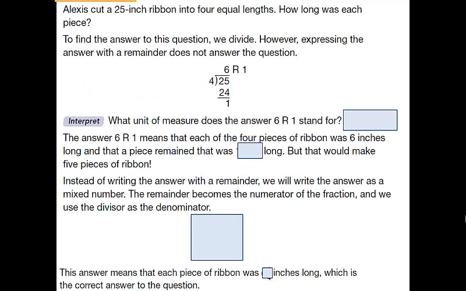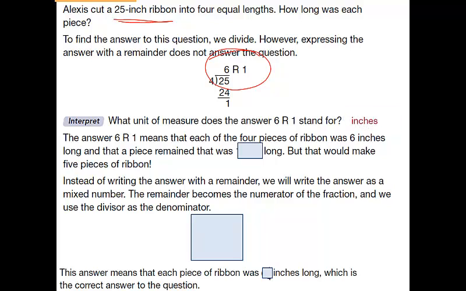Okay, so if we talk about Alexis, who needs to cut a 25-inch ribbon into 4 equal lengths, how long will each piece be? Well, to find that answer, we need to divide. However, expressing the answer with a remainder doesn't answer the question. We can't say each piece has got to be 6 remainder 1. First thing we've got to do is figure out what our unit of measure is. And if we go up here and look at our example, we know that it is in inches.